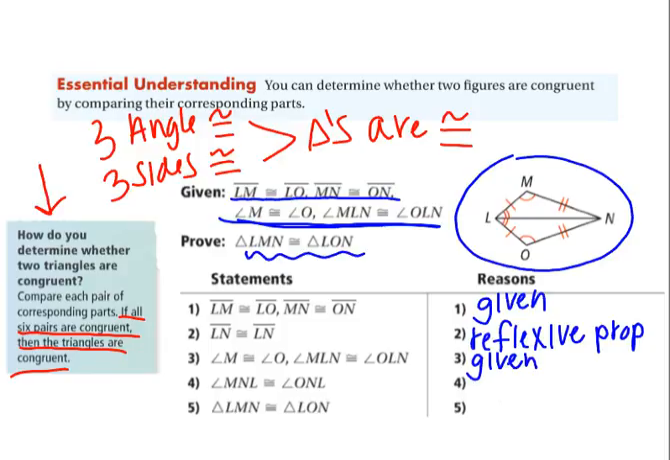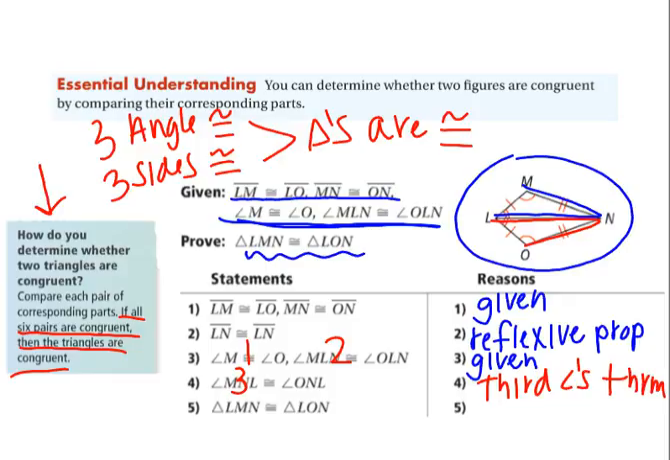Okay, then it tells us that angle MNL, so let's mark that, MNL is congruent to ONL. So that's the new theorem we just talked about, because we have two congruent angles already, right? 1, 2. So that must mean that the third angles are congruent. So that is the third angles theorem.